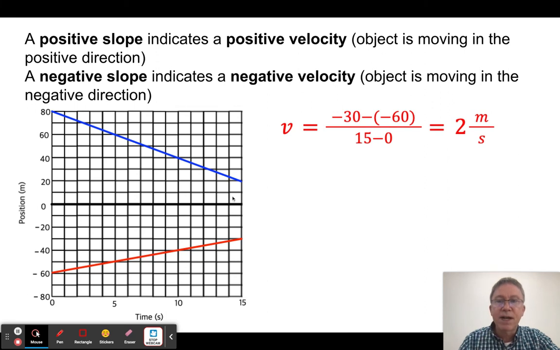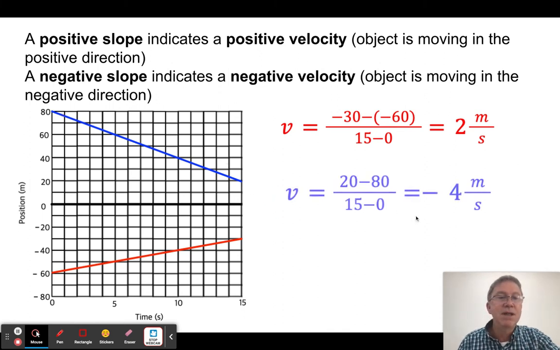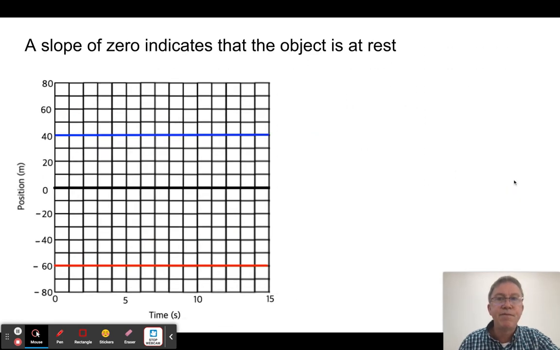So let's just try it here. If I calculate the velocity for this one here, I'll say negative 30 minus negative 60 over 15 minus 0. It's moving in the positive direction at 2 meters per second. But when I calculate this one, I'm going to end up saying 20 minus 80. That's going to give me a negative 60. A negative 60 divided by 15 is going to give me negative 4 meters per second. So this one is going twice as fast, but it's moving in the negative direction. This one's going half as fast, and it's moving in the positive direction.